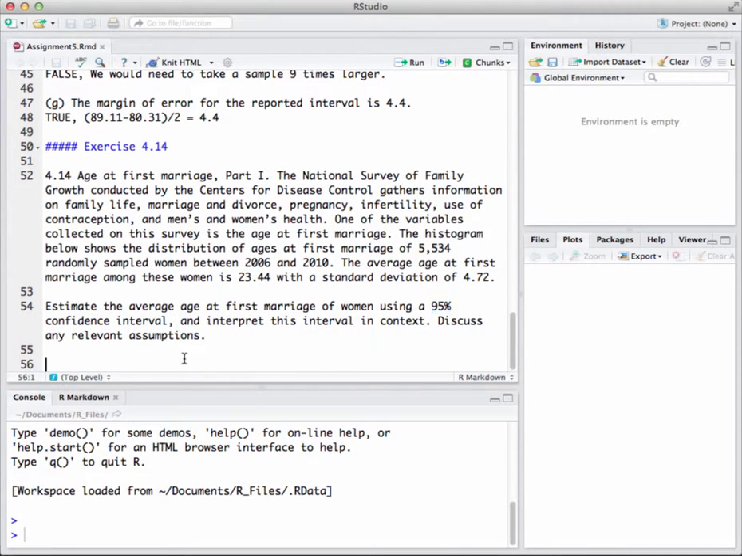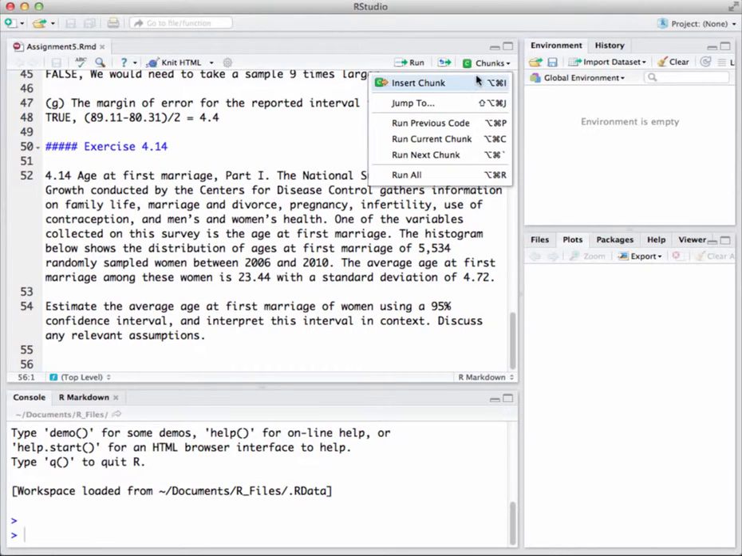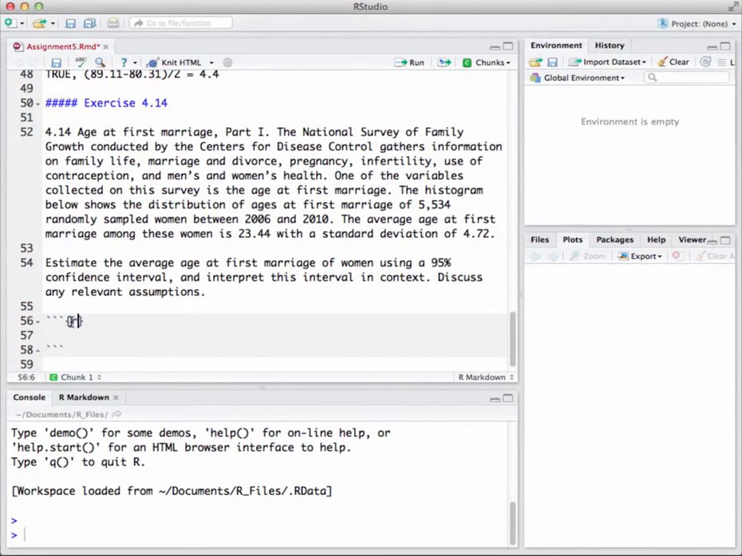Let's go ahead and open a chunk. So let's insert a chunk and let's actually go ahead and type that in. Okay. So let's assign them. I've been debating back and forth whether to do this, but I think I'm going to go ahead and go with it. Let's call it LB for lower bound. And so we're going to come in and put in our X bar, which is 23.44.